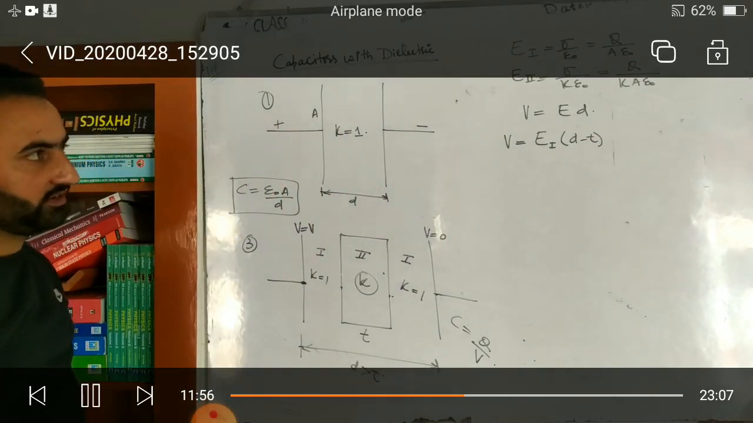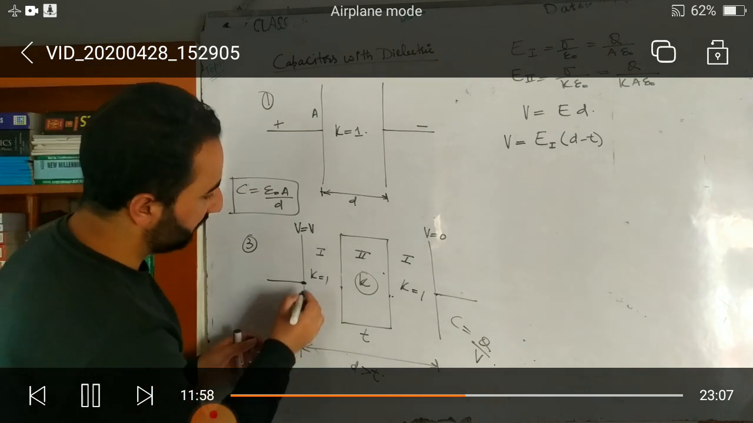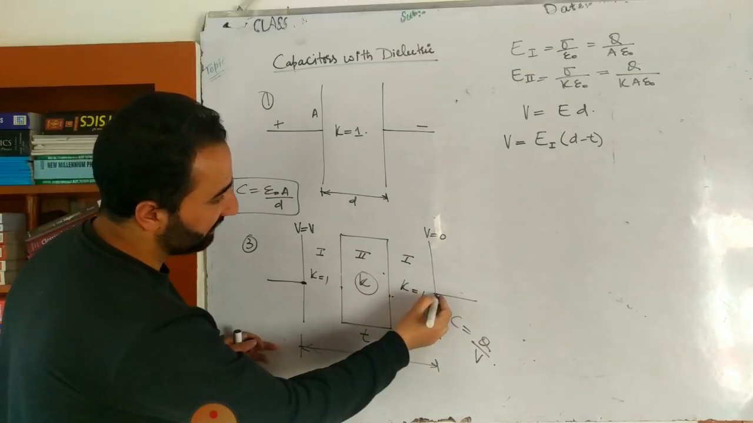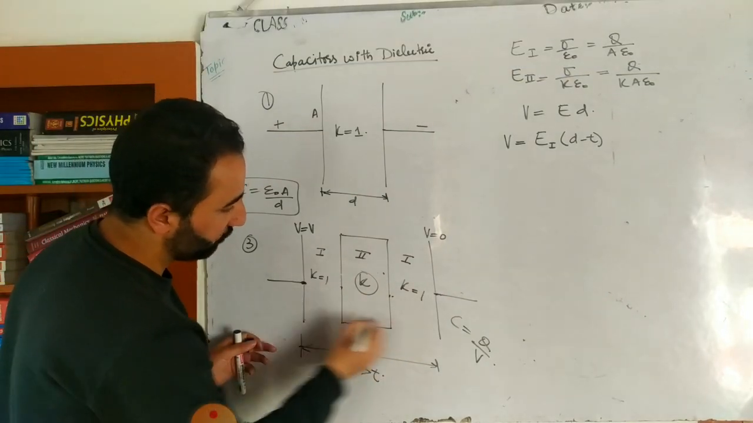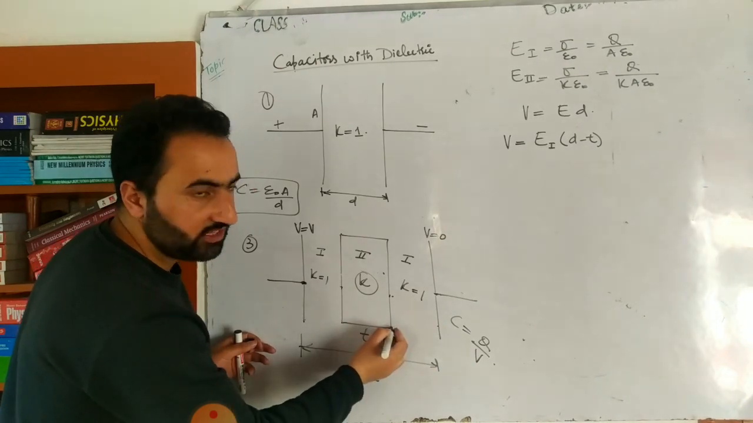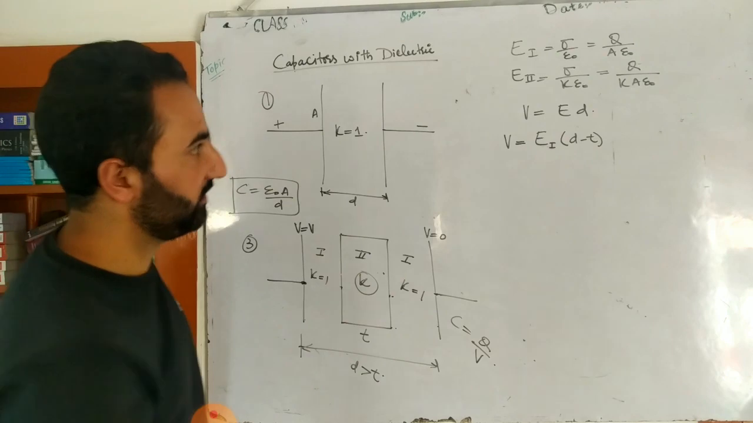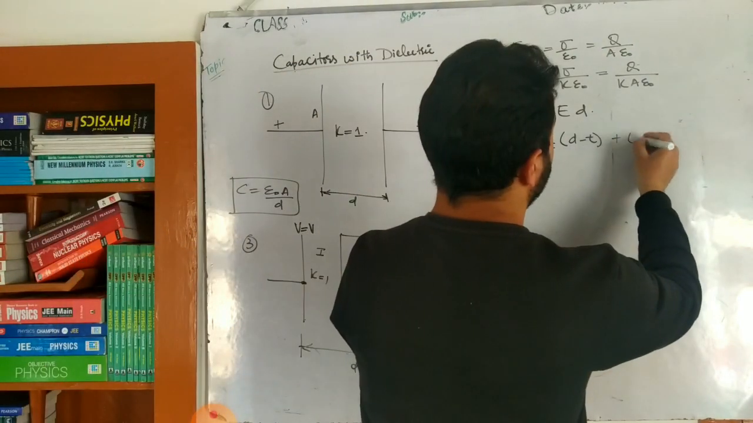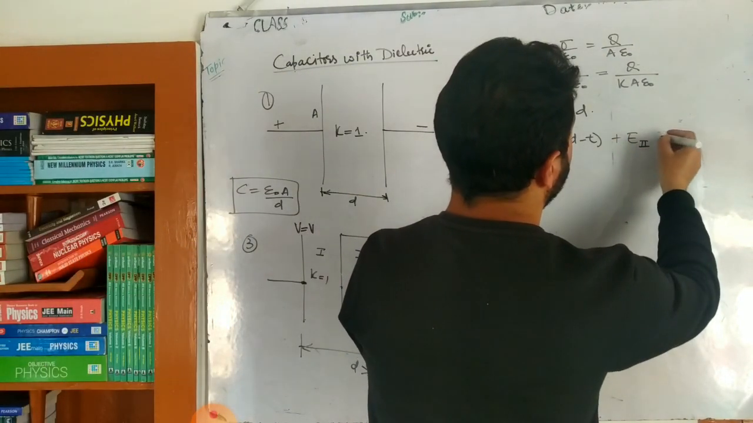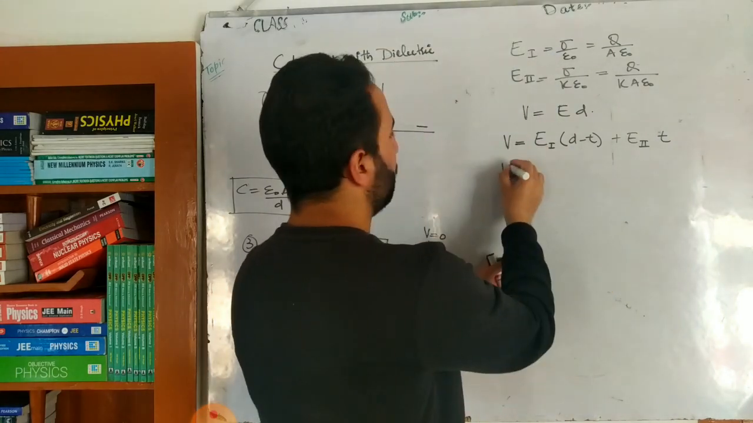It's equal to E1 multiplied by (d minus t), because the electric field, the thickness of this region number first, is from here to here, it is t. From here to here it is t. So this space plus this space must obviously be equal to d minus t. Then plus the electric field in the region number second multiplied by its thickness, that's equal to t. Okay. Now V will be equal.